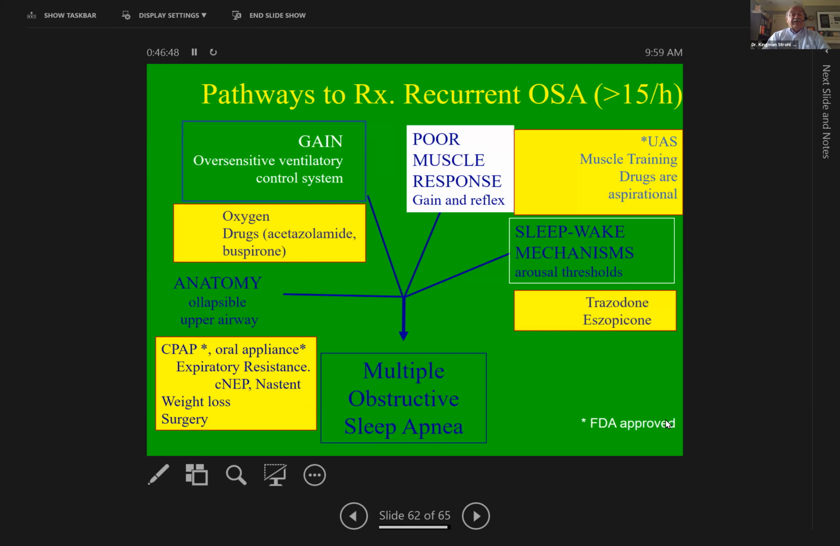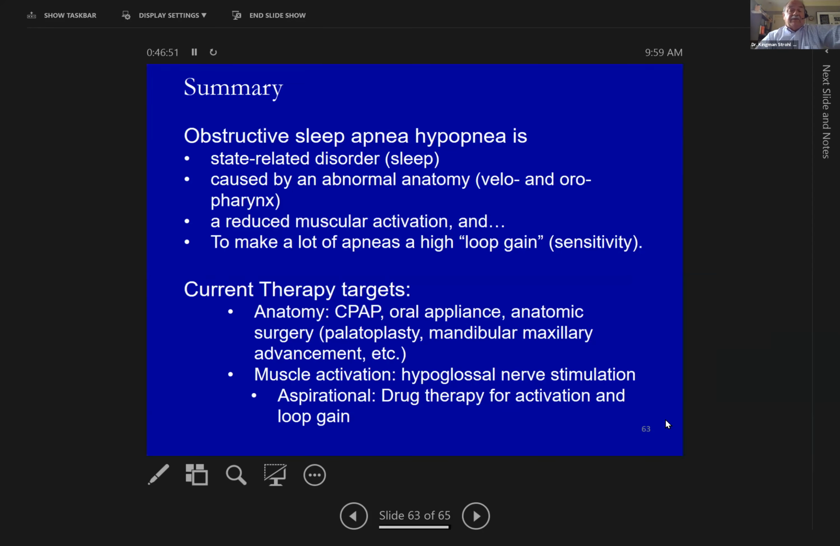Okay, we're going to go over this again, but this is a sleep-related disorder. It's caused by an abnormal anatomy. It's a reduced muscle activation. And to make a lot of apneas, you need a gain of sensitivity. And the current therapy is anatomy and muscle activation through stimulation. Aspirational is drug therapy.